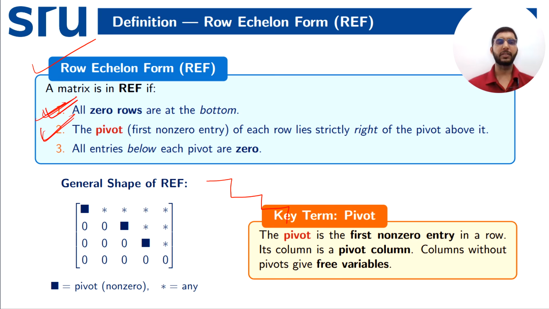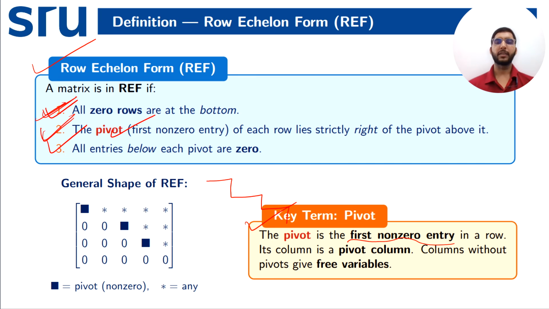Now, condition 3: all entries below each pivot entry should be 0. Now, you will ask, what is a pivot entry? As I have already told you, a pivot entry means the first non-zero entry in any row. So a pivot is the first non-zero entry in a row.